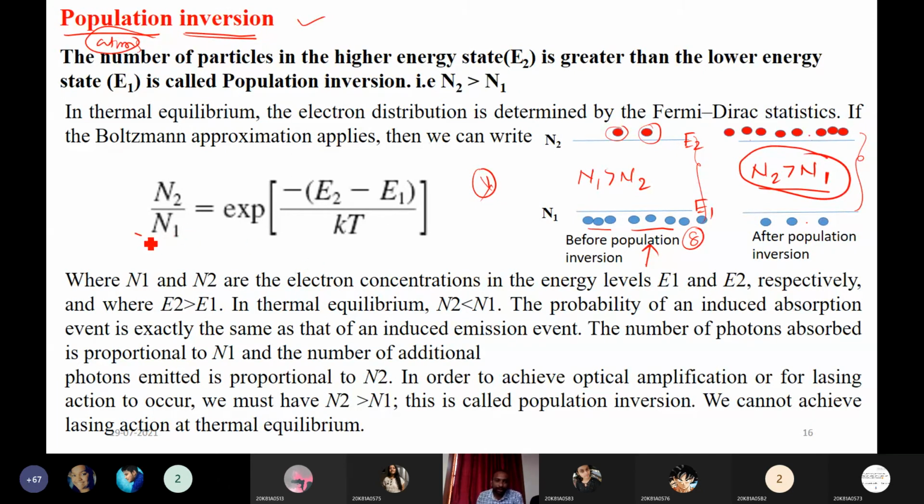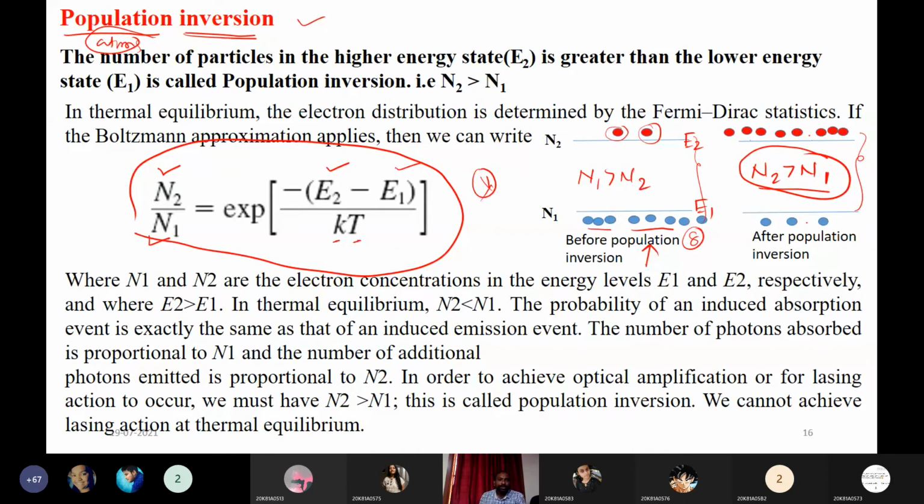Using the Boltzmann approximation you can estimate how many atoms are available in the excited state and how many in the ground state. That is n2 by n1 equals exponential of minus (E2 minus E1) by kT. Here E2 is the higher energy state, E1 is the ground state, n2 is the number of particles in the higher energy state, n1 is the number of particles in the ground state, k is the Boltzmann constant, and T is the temperature.